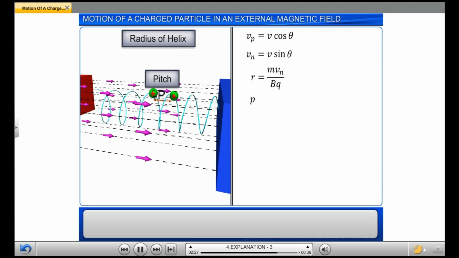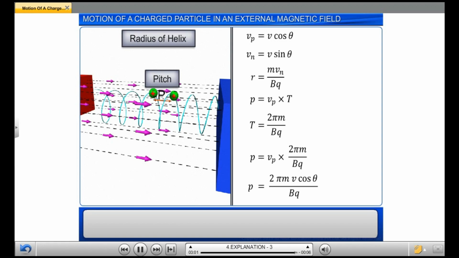Pitch P is equal to the product of the parallel component of velocity and the time taken to complete one revolution, which is the time period of revolution. Substituting T is equal to 2 pi m by Bq in the expression, we get P is equal to Vp into 2 pi m by Bq, which is equal to 2 pi mv cos theta by Bq.